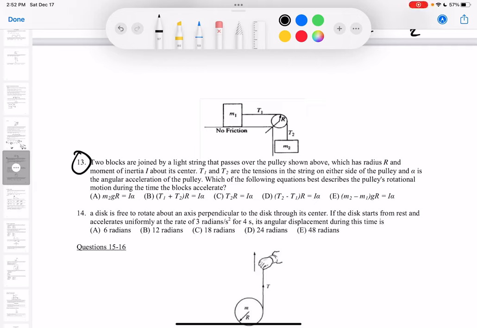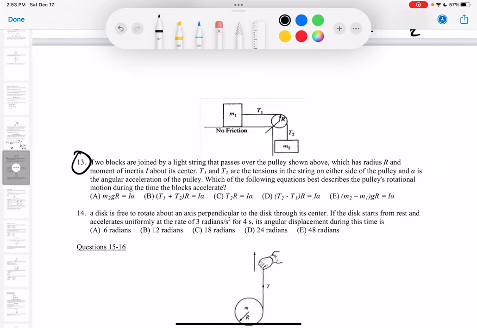Okay, so number 13. Two blocks are joined by a light string that passes over a pulley as shown above, which has a radius r, moment of inertia I about its center. T1 and T2 are tensions in the string on either side of the pulley, and alpha is the angular acceleration of the pulley. Which of the following equations best describes the pulley's rotational motion during the time the blocks accelerate?